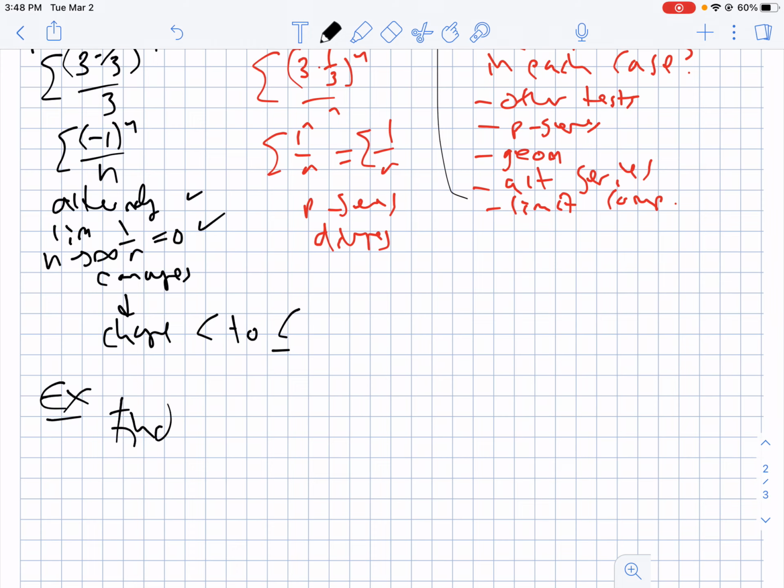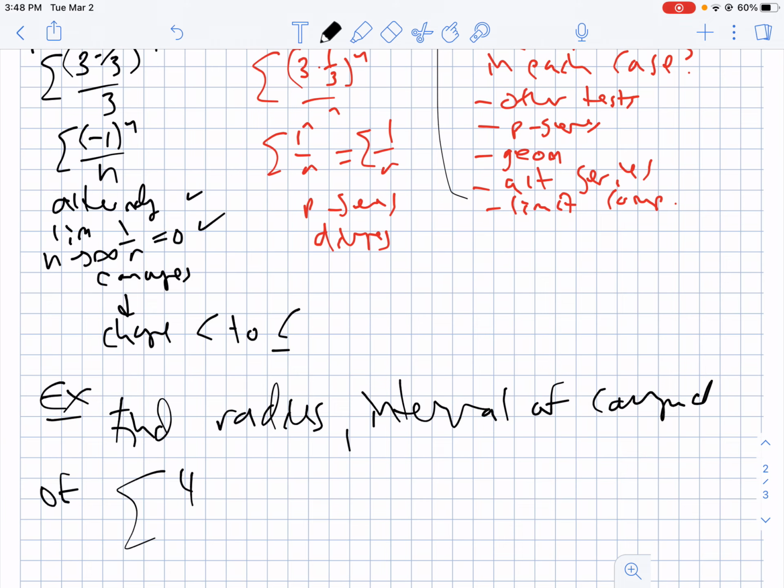We're going to do something similar. I'm going to say find the radius. We'll talk about radius in a minute. And the interval of convergence of the series 4 times (x minus 3) to the n divided by 2 to the nth power.